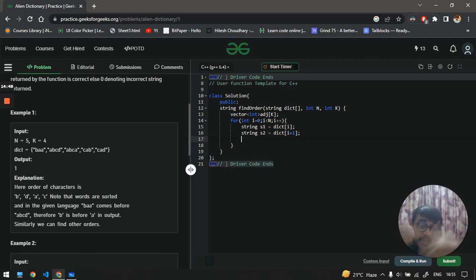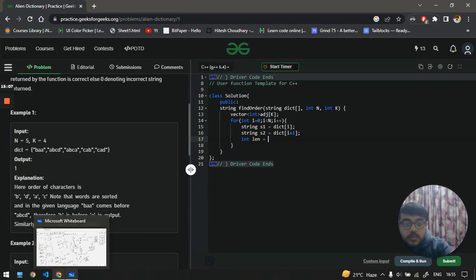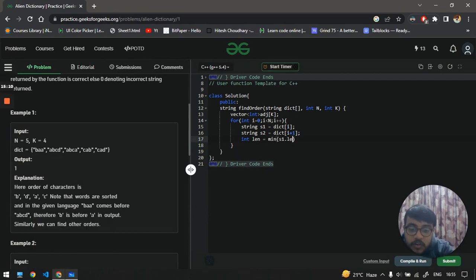This is to make a graph by comparing every two adjacent words, so I need a length, because I have to travel at most the minimum length of both of these. So I will just take the minimum of s1 dot length and s2 dot length. Now I'll traverse with j equals 0, j less than len, j plus plus.